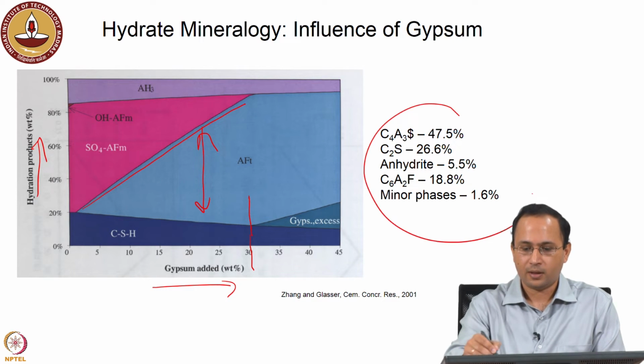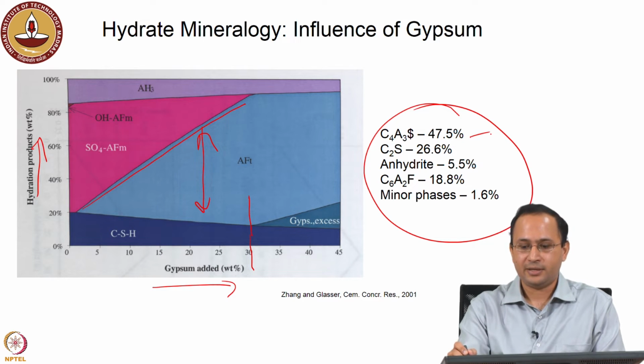So, this study was done on this particular type of cement. Here is the phase composition. You have 48% of yeelimite, 27% of C2S, and a very small amount of anhydrite. Also, I would like to point out that it depends on the form of your calcium sulfate. It could be anhydrite, gypsum dihydrate, or hemihydrate, bassanite. So, the dissolution kinetics of these individual phases will also influence the hydration of yeelimite.